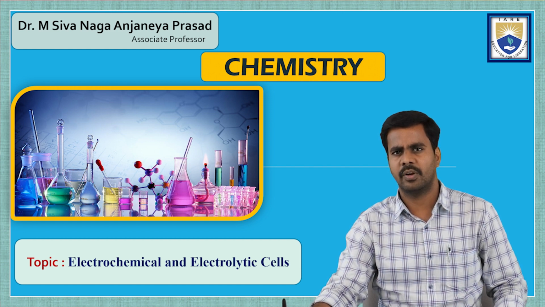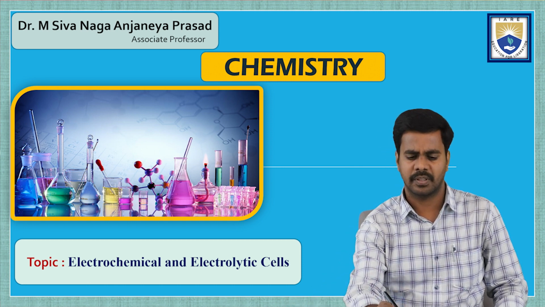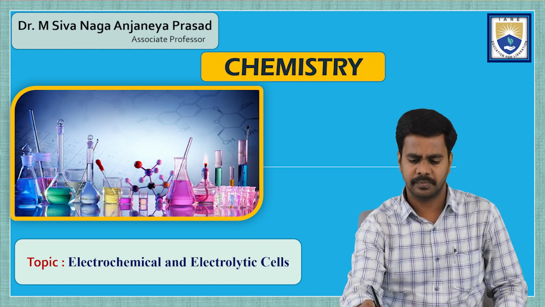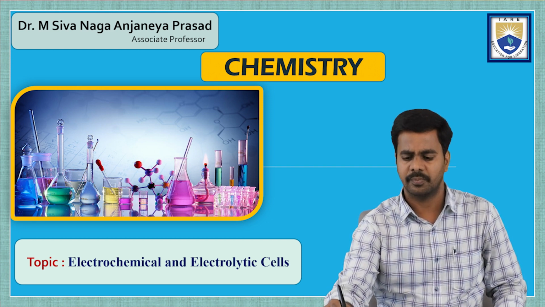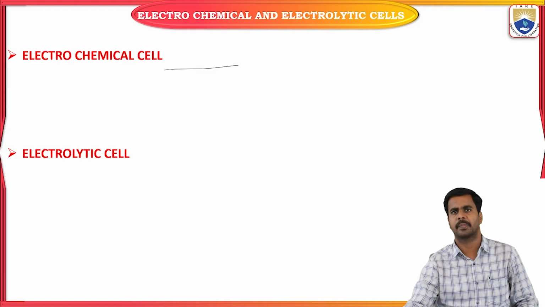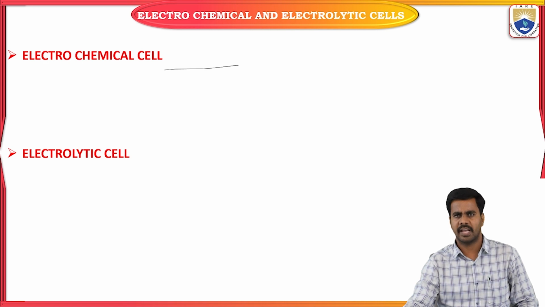Today we are going to discuss electrochemical cells. An electrochemical cell is a device which converts chemical energy to electrical energy, whereas an electrolytic cell is defined as a cell or device which converts electrical energy into chemical energy.